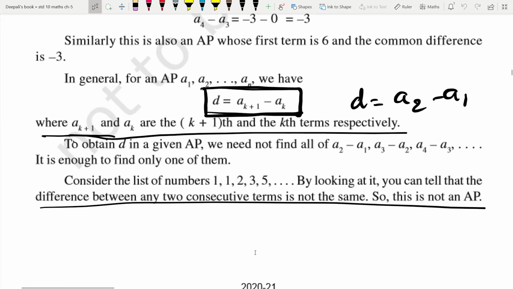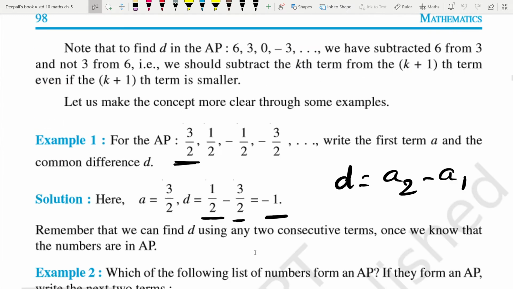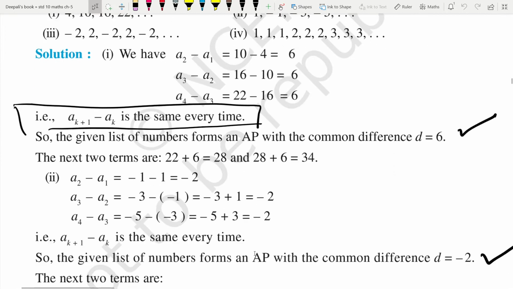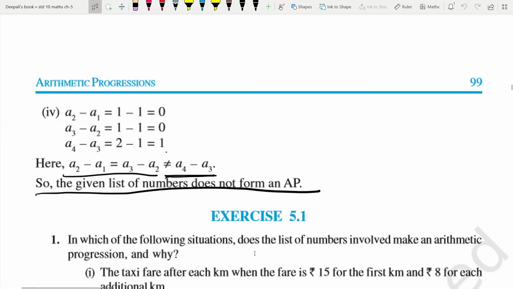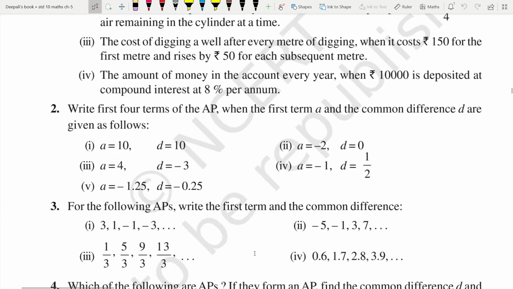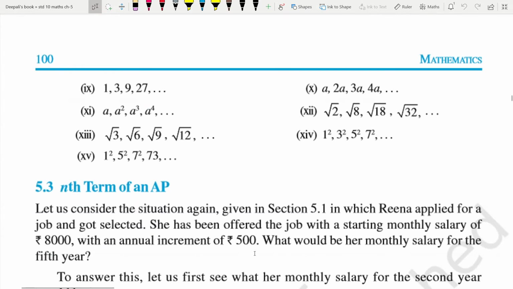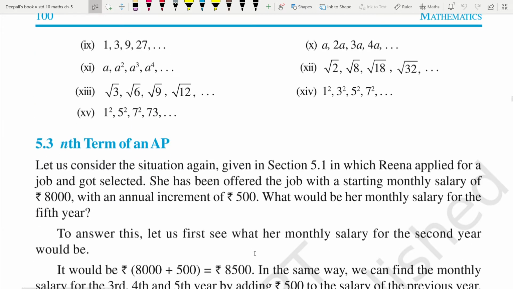In finite AP, to check whether a given sequence of numbers or pattern of numbers is an AP or not, and to form a new AP if A and D are given to us or known to us. Now let us work on the next topic, that is nth term of an AP.